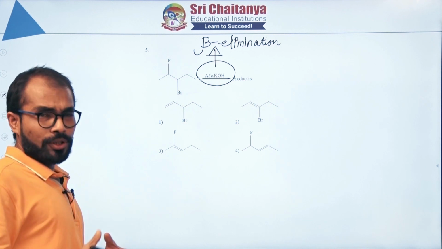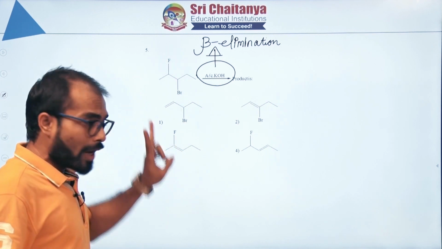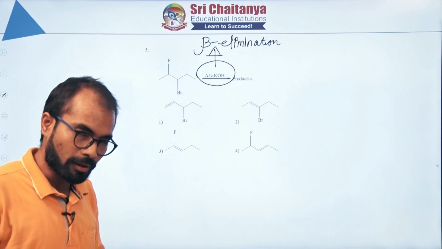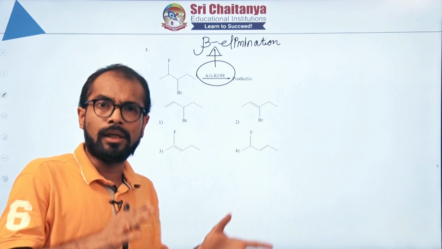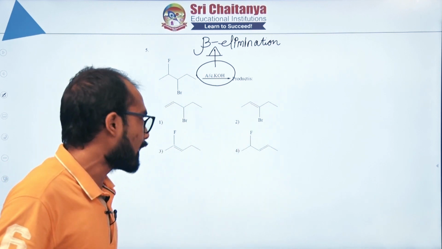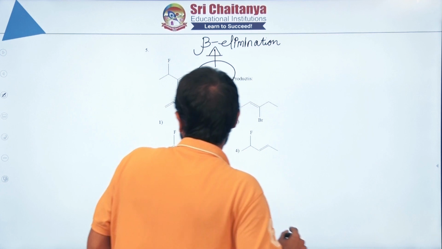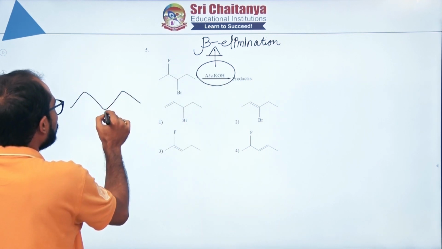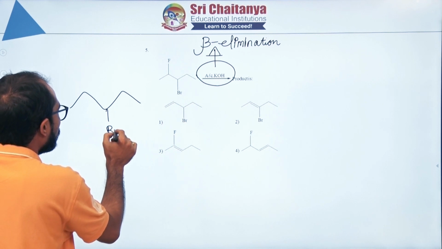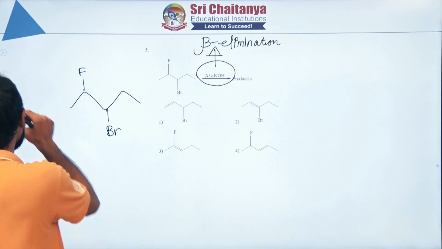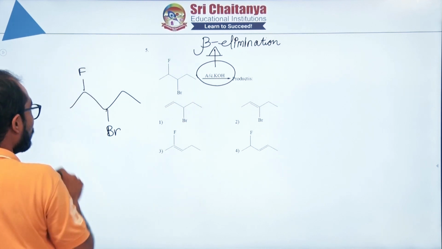Now, we see the options, we have two possibilities. Saytzeff alkene can be formed as well as Hofmann alkene can be formed. If they are not talking about any product which is major or minor, go for Saytzeff. Now for your comfort, I am redrawing the structure again. This is my bromine and this is my fluorine, right? And I am showing you the beta hydrogens with a different color.